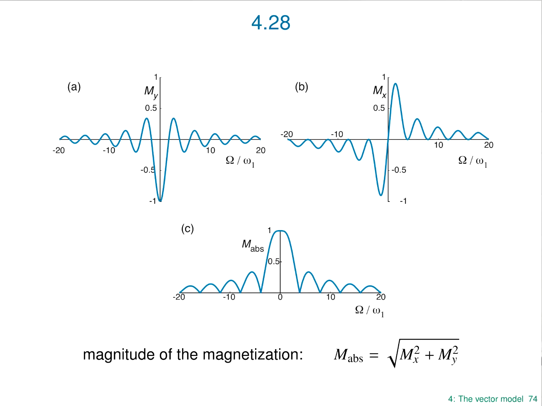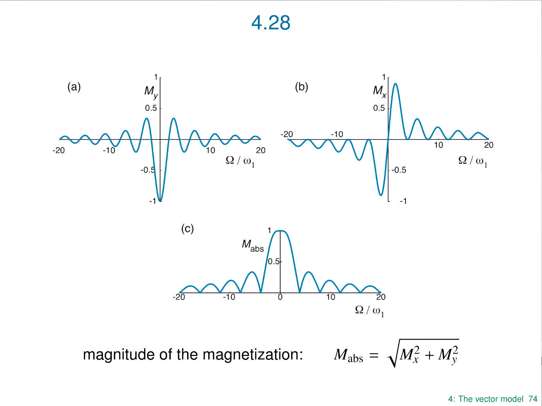One way of simplifying the view here is to take what's called the absolute value of the magnetization. That's the square root of mx squared plus my squared. So just taking the magnitude. So that's squaring those and taking the square root. And what you get is, of course, a maximum on resonance, and then it drops away and has this kind of bouncing pattern.